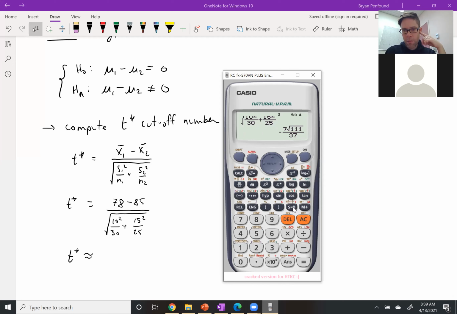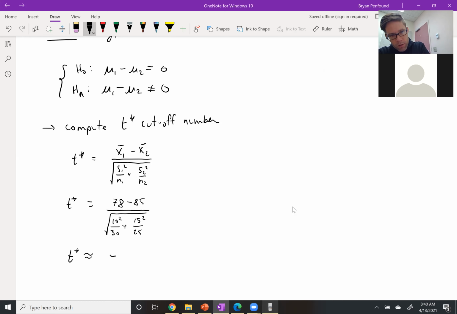If I press the S to D button, if your calculator is not set up to show decimals automatically, the S to D button will convert from the fraction to a decimal. So we're getting something like -1.99. So I'm just going to write that down. Let's go 1.993. So -1.993.